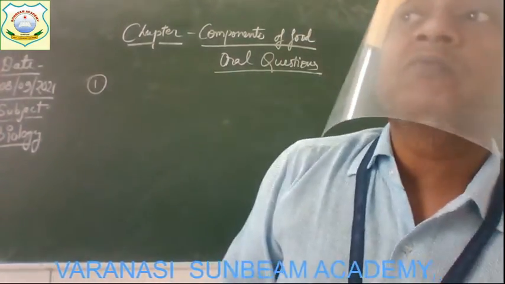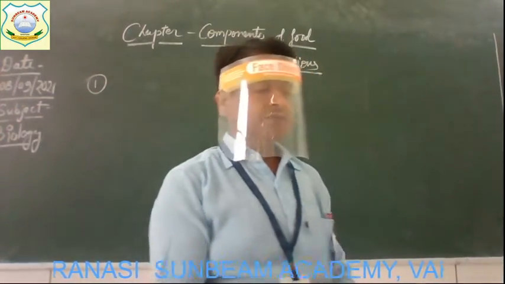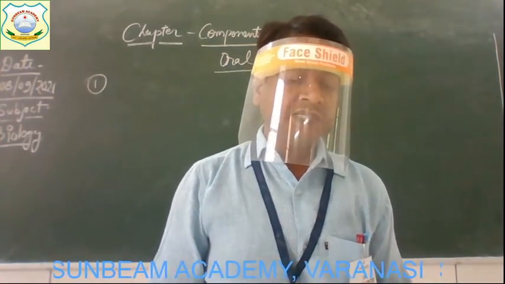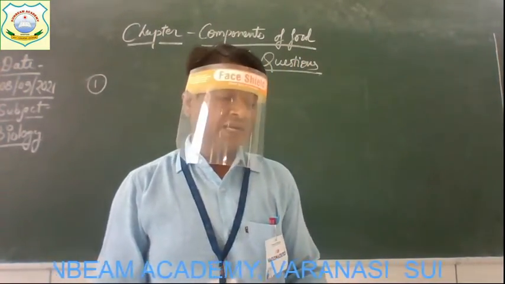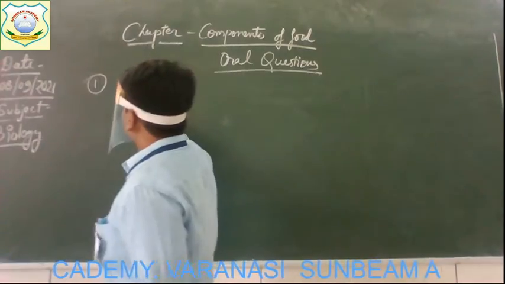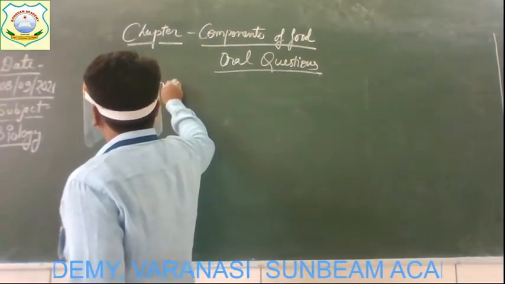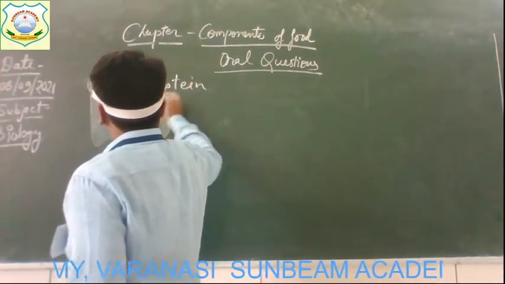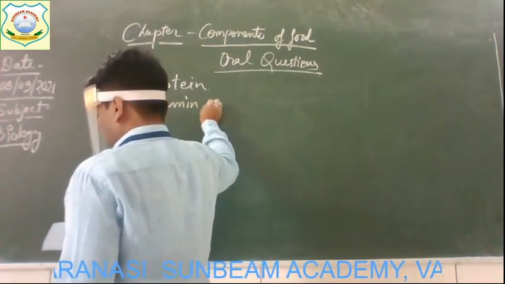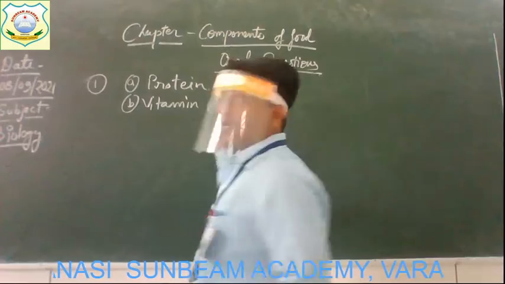And question number 1 is, name one deficiency disease that can arise due to the deficiency of the following in the diet. There are two nutrients given: A, protein, and B, vitamin A. And what you have to do?